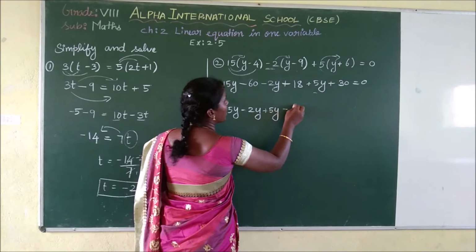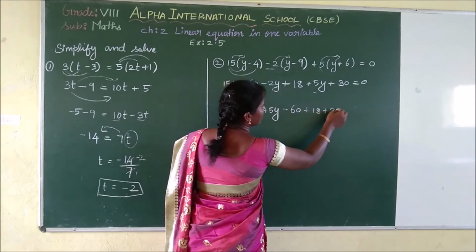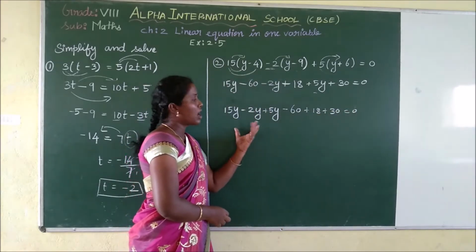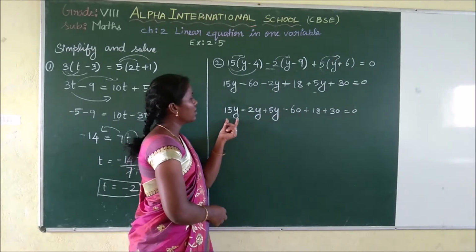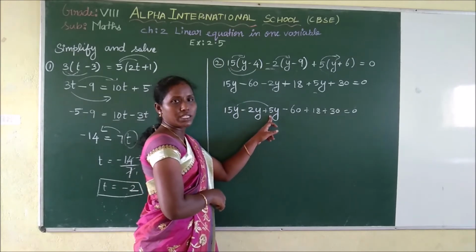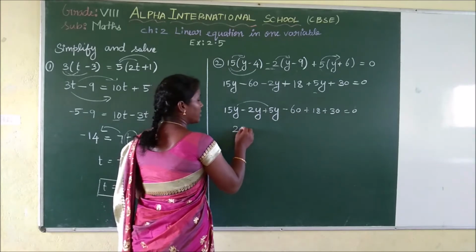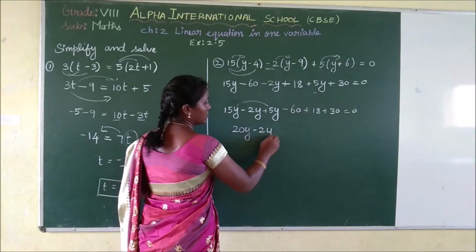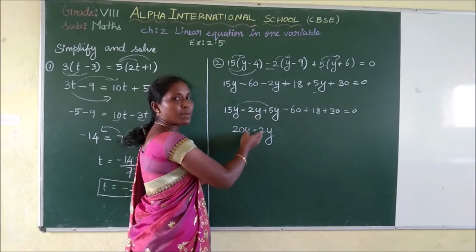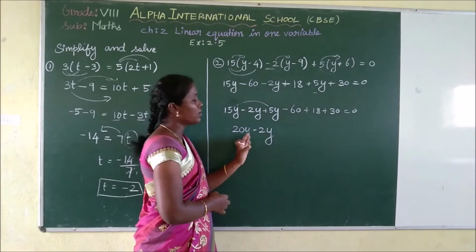So what are the numbers? Minus 60, and here it is plus 18, plus 30, equal to 0. So now without confusion we can subtract the variables or add the variables and the numbers. Here 15y, if you are adding both, 15 plus 5, 20. 15y plus 5y is 20y. So 20y minus 2y. In other words you can do 15y minus 2y and then add 5y. In both ways you can get the same result.